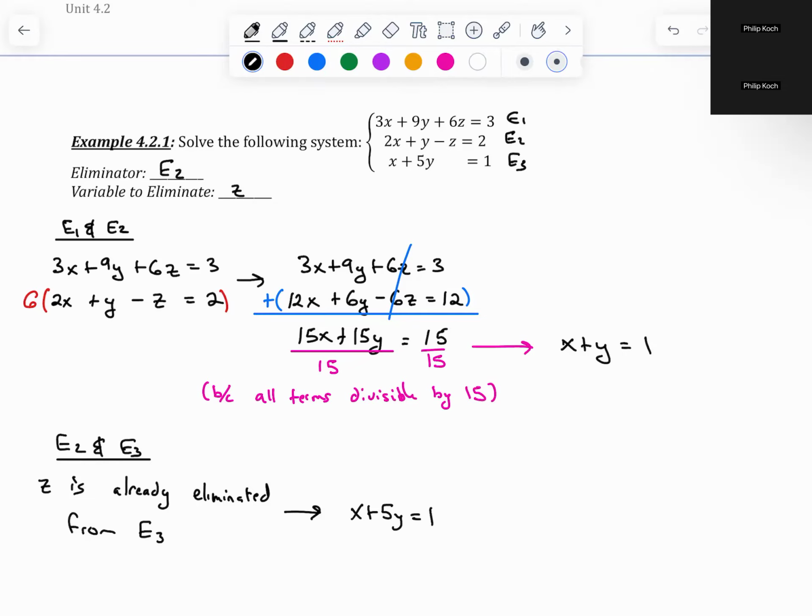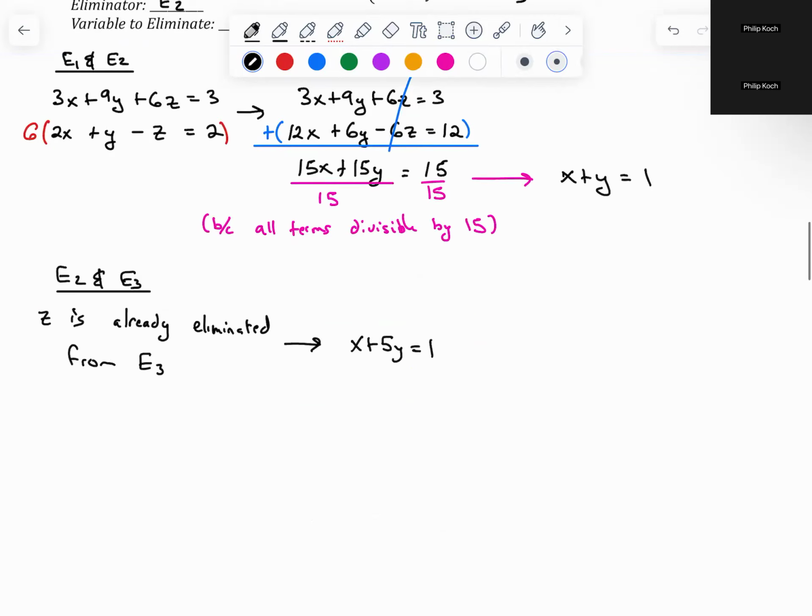Now, on an exam, by the way, please remember that you don't need to write that stuff. You can just write the x plus y equals 1 and then stack right underneath it the x plus 5y equals 1 and solve that. That is totally fine to do. This is just for our notes to see what we are recognizing. So we've got this baby system, which is x plus y equals 1 and x plus 5y equals 1.